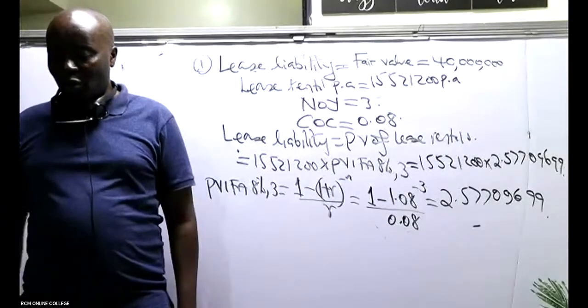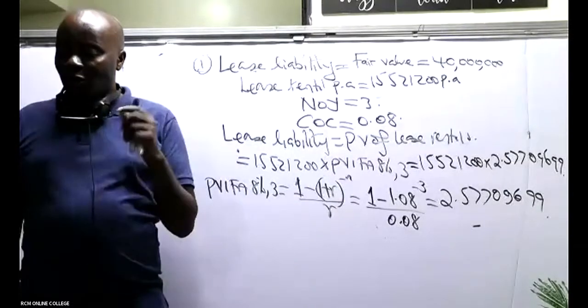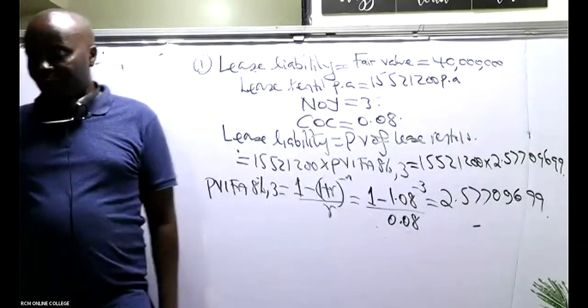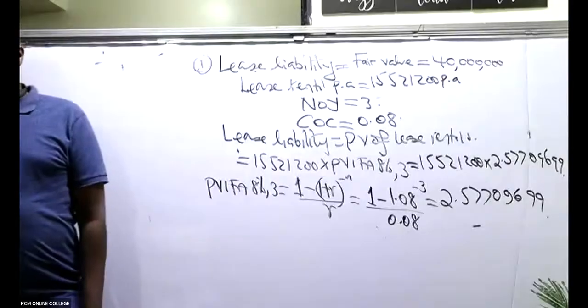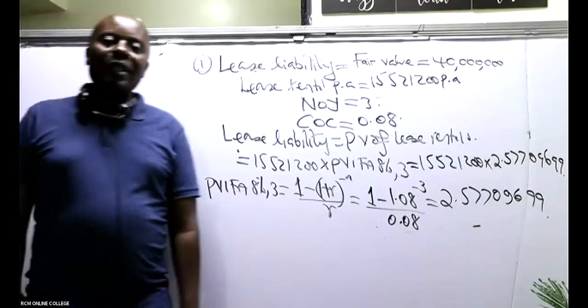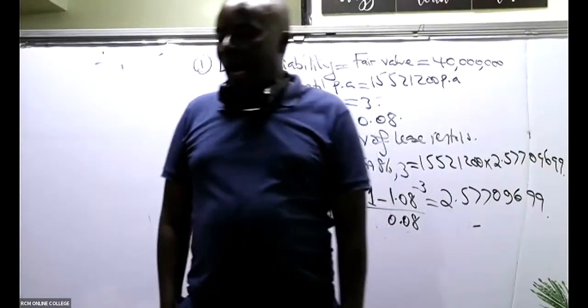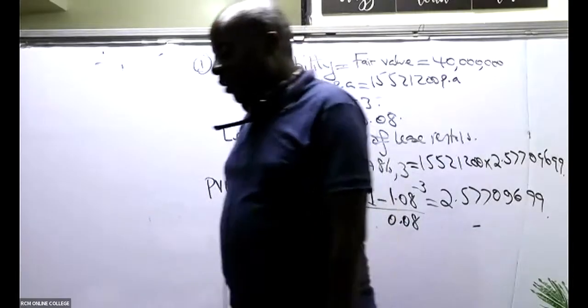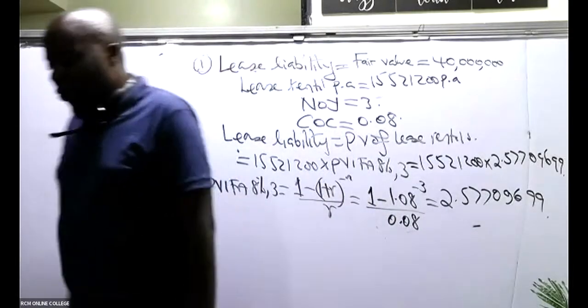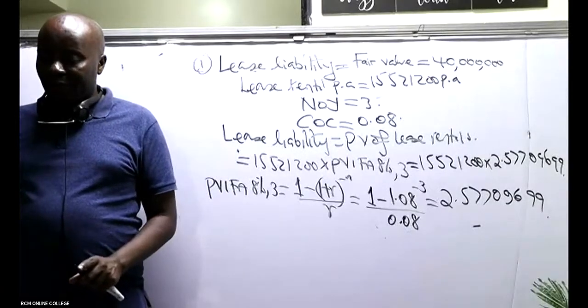Is there somebody who is able to confirm? It may be 39, and so on. It's going to be very close to 40 million, which confirms that whenever the fair value of an asset is given, then that automatically will be the lease liability.